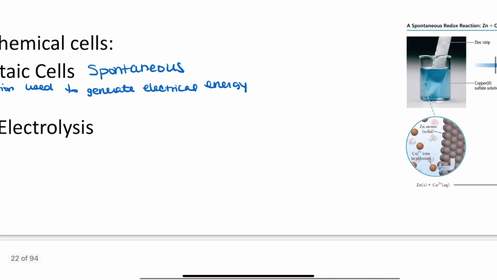i.e., a battery. Think about a battery in your phone, a battery on your computer, a battery in a TV remote. What's happening inside that battery is a chemical reaction that is generating electricity that we're then able to harness, and it runs whatever device we want.